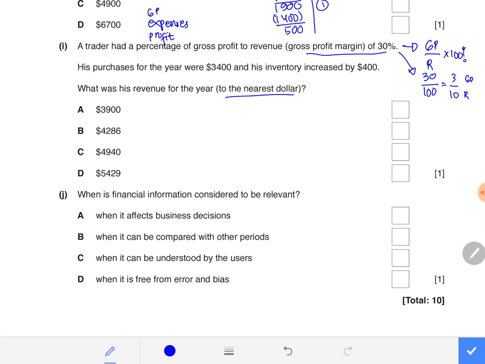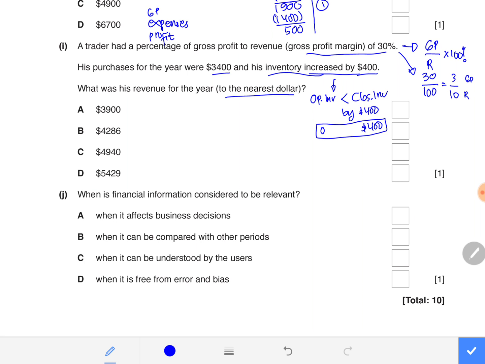Next, you don't have any gross profit information yet, but you have purchases and also an inventory increase, which means the difference between opening and closing inventory. Inventory increased by 400, which means opening inventory is lower than closing inventory by 400. If I assume opening inventory is 0, closing inventory is 400. This is what it means.